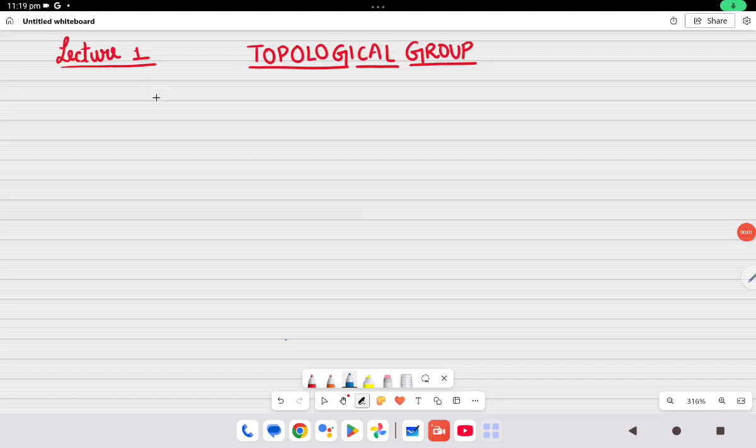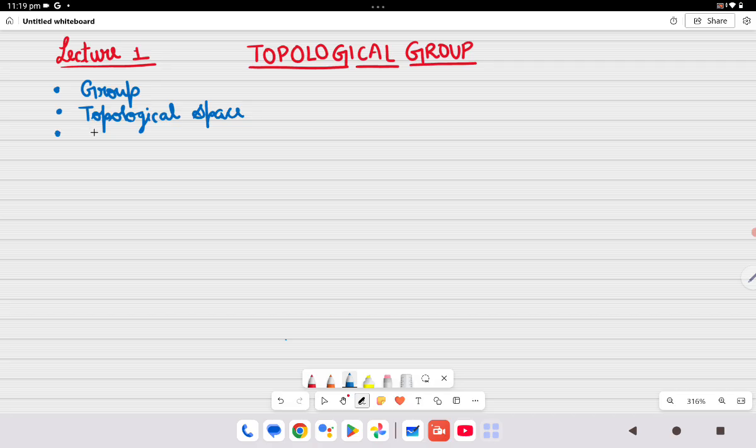Hello everyone. So today we are beginning with the very first lecture of harmonic analysis, and today we are going to study what is actually a topological group. So as the name suggests, first of all it is going to be a group. Secondly, it is going to be a topological space. And third, both of these must be compatible.